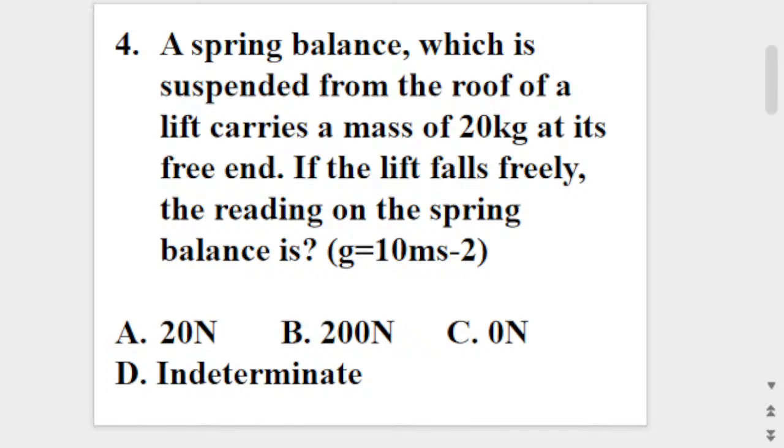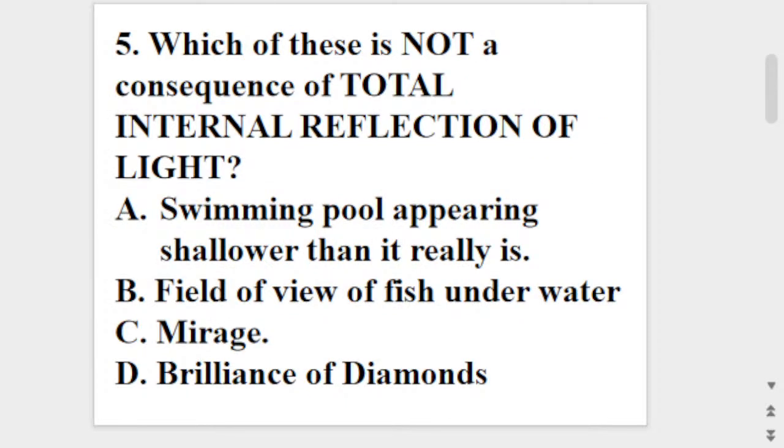Okay, which of these is not a consequence of total internal reflection of light? Now, there is a particular phenomenon in physics called total internal reflection of light. It occurs under two conditions. Before total internal reflection of light can occur, the light must be traveling from an optically denser medium to an optically less dense medium. In some questions, instead of less dense medium, they call it rarer medium, R-A-R-E-R.